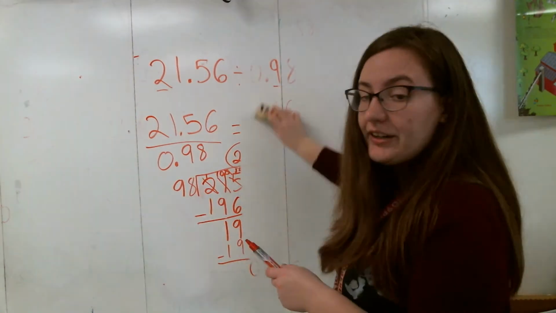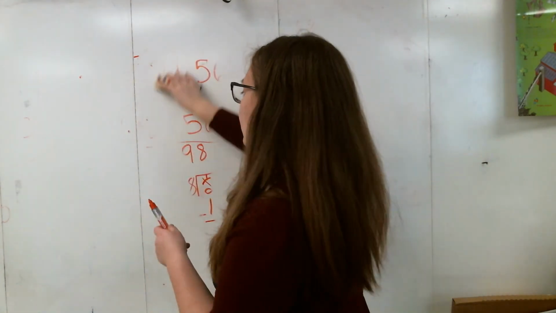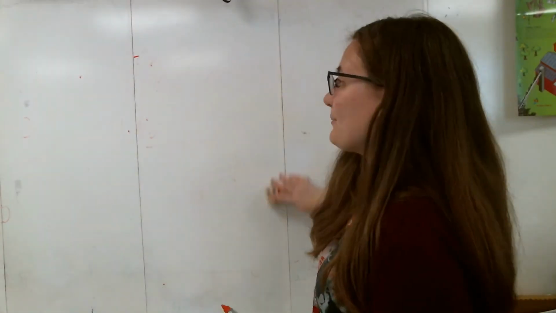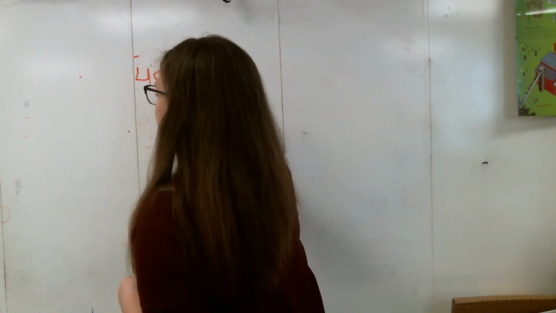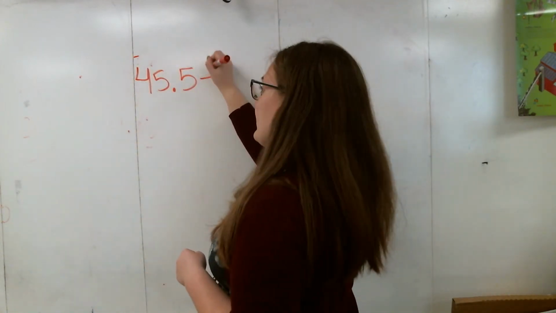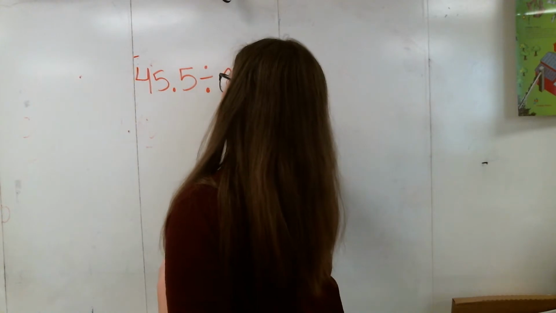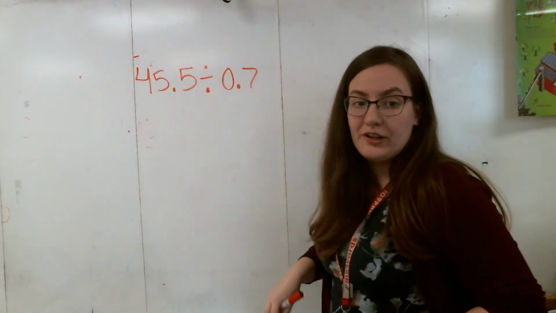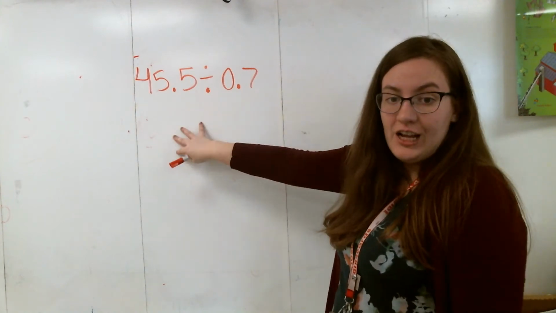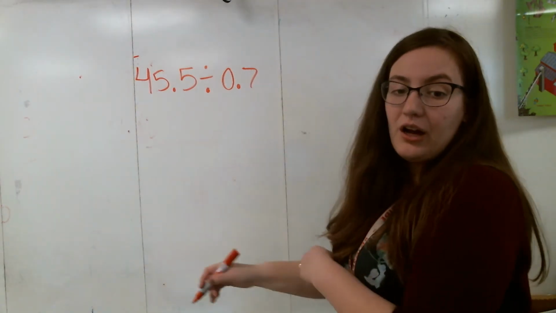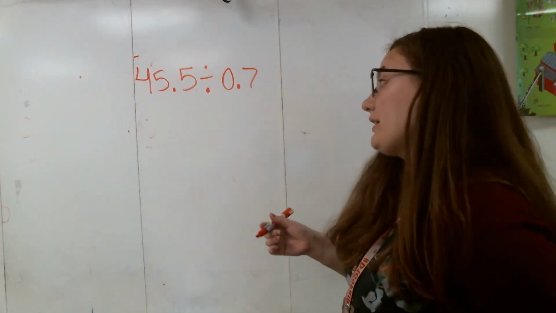And again, I would like you to try this problem on your own. So this problem is 45 and 5/10 divided by 7/10. So we have 45 and 5/10 divided by 7/10. Try this problem on your own, and then you can unpause the video and work along with me.